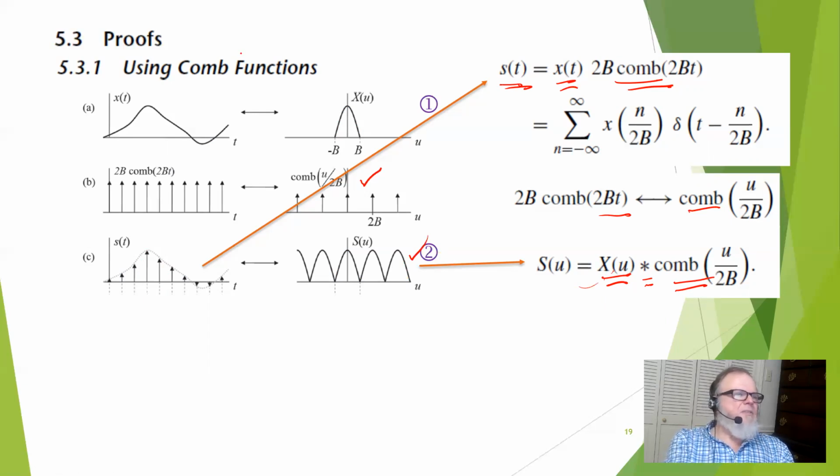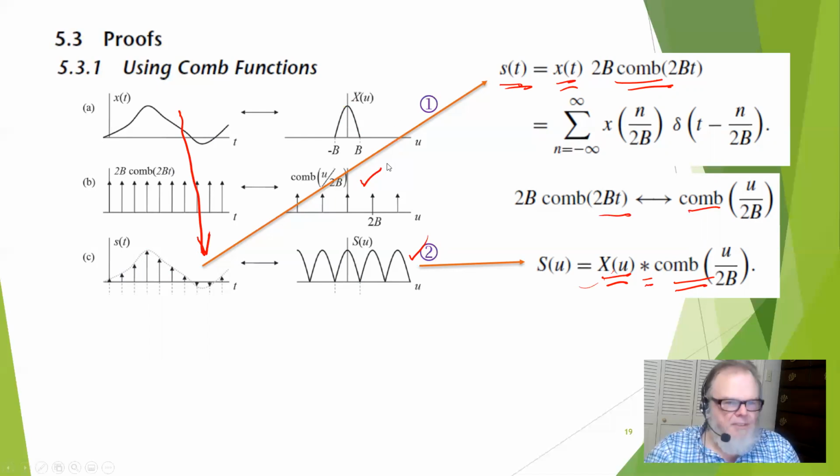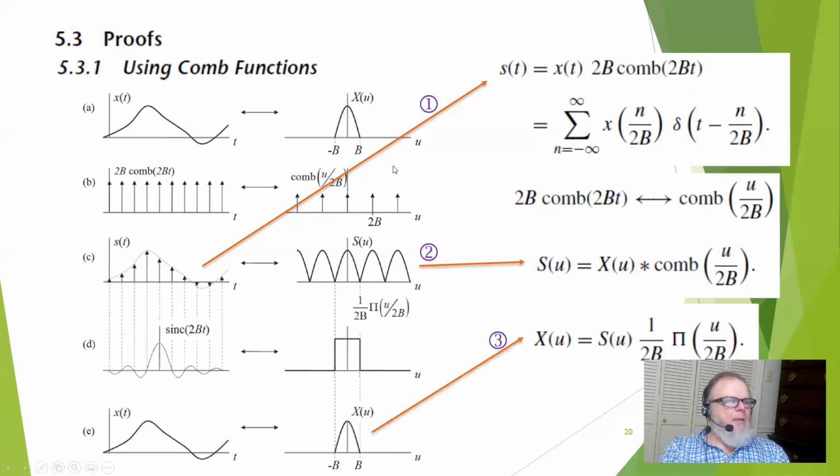Okay, so this is what takes place as we go down the time domain here, which is the intuitive part, and then go over here to the frequency domain and see the consequence of what happened in the time domain. Okay, next step now. We've gone through steps 1 and 2. Step number 3 is taking the original signal, multiplying it by a rectangle function, appropriately scaled, 1 over 2b, and giving us back the original signal.